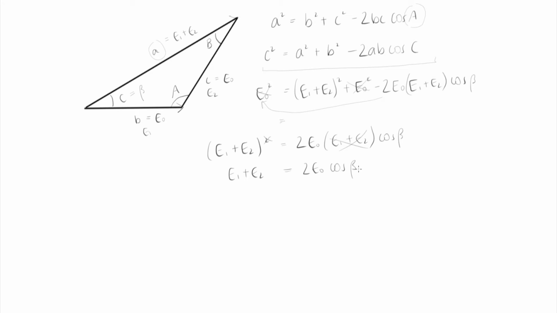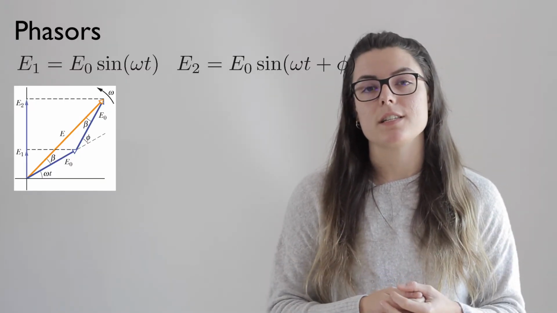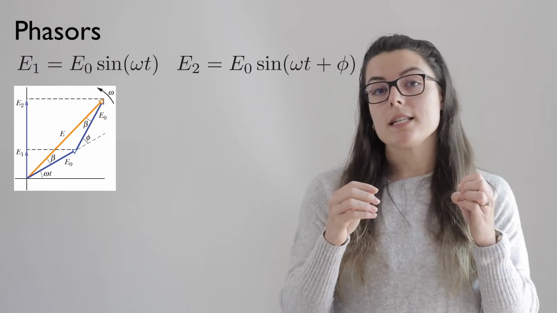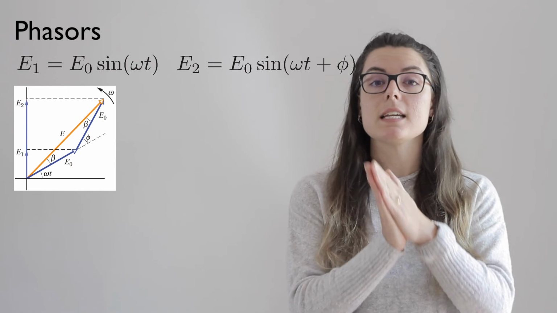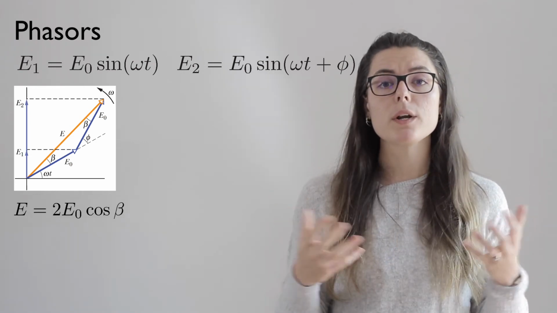So let's go back to the main video. For simplicity's sake, let's analyze this vector addition at time t equals 0. When we do that, we end up with our resultant vector E equal to 2E naught cos beta. But what is cos beta?